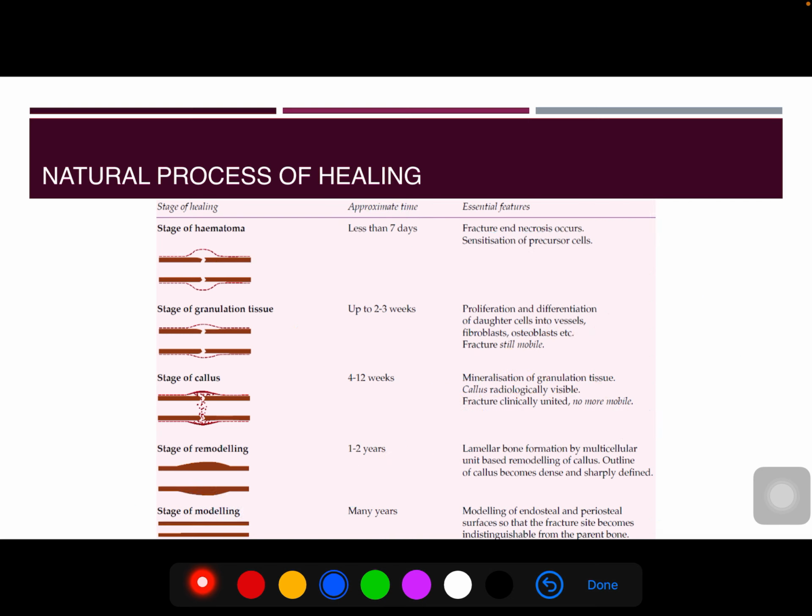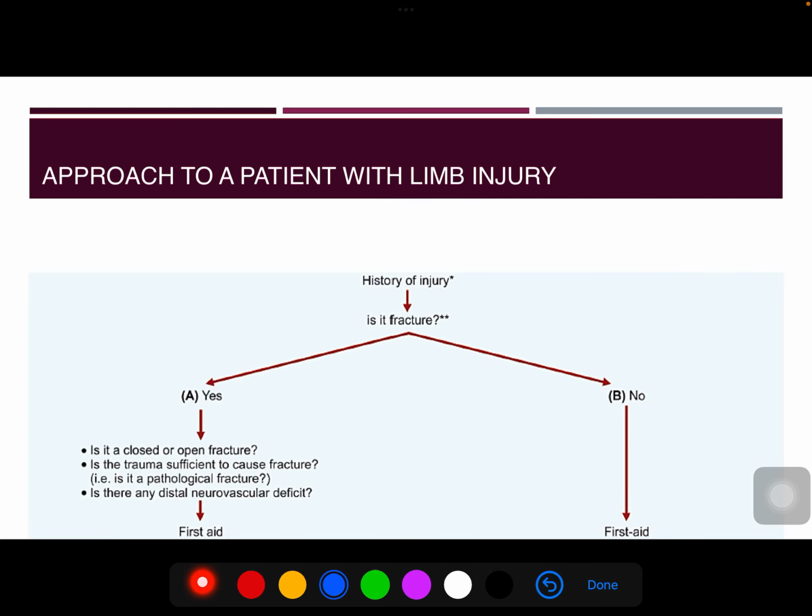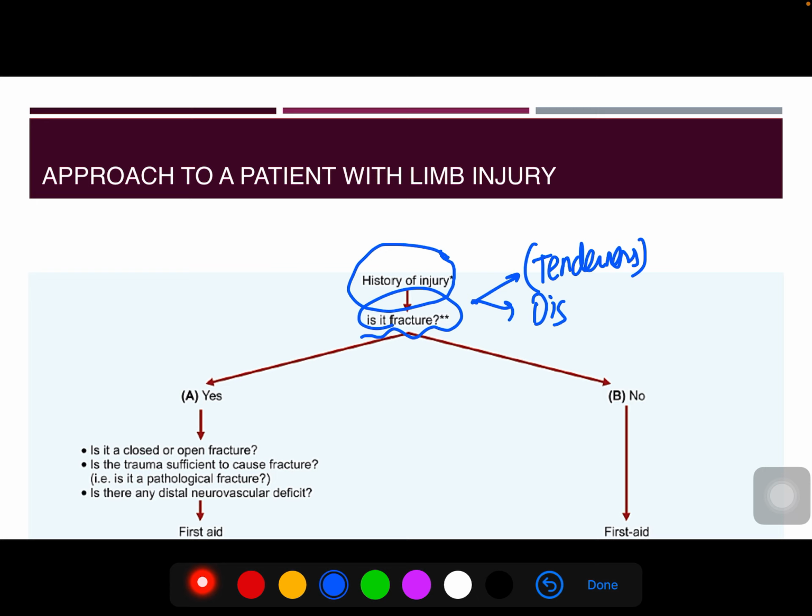from the parent bone. So for the approach to the patient, when the patient comes to the OPD or emergency with a limb injury, then we have to ask for the history of the injury. If it is a fracture, then to suspect a fracture, the commonest sign is tenderness and disproportionate mobility, like not a normal mobility. If there is, then we have to suspect that there is a fracture. Most commonly the patient comes with tenderness in the fracture.